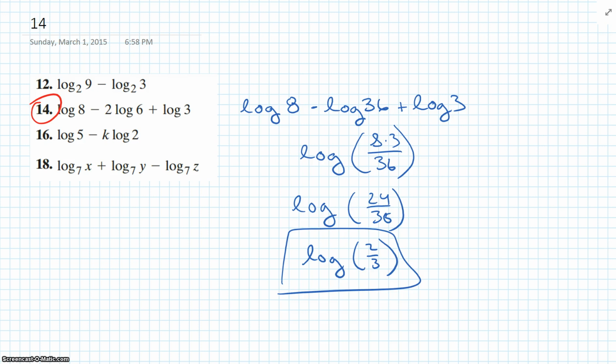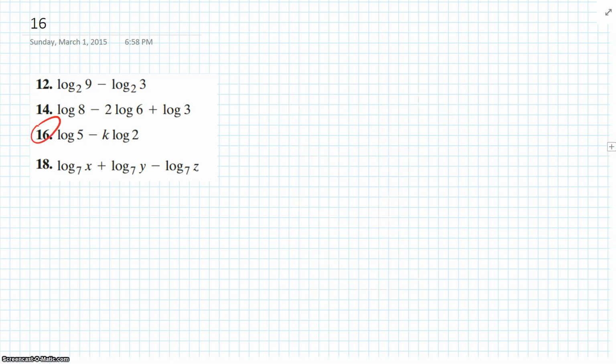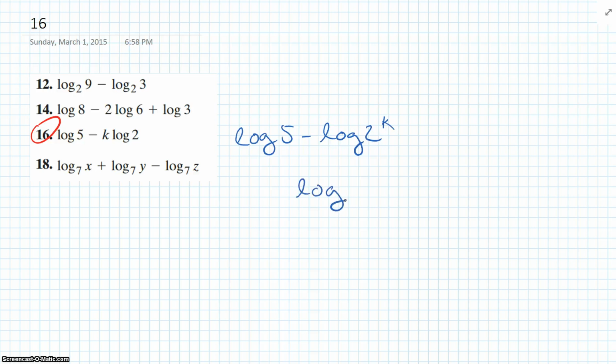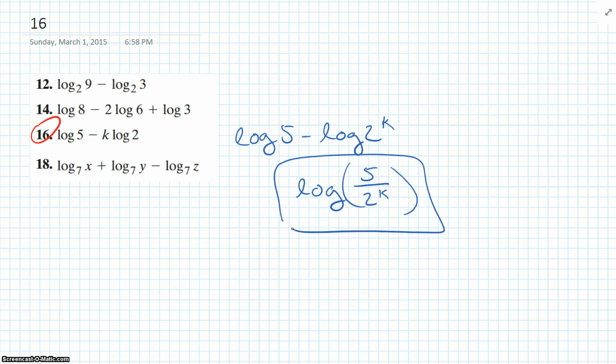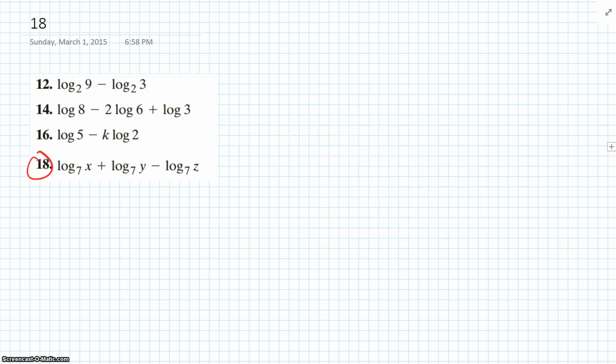Okay. Next example. Log 5 minus k log 2. So we can rewrite this as log of 5 minus log of 2 to the k power. So we can say this is nothing more than log of 5 over 2 to the k power. Pretty simple. Make sure you know the properties.